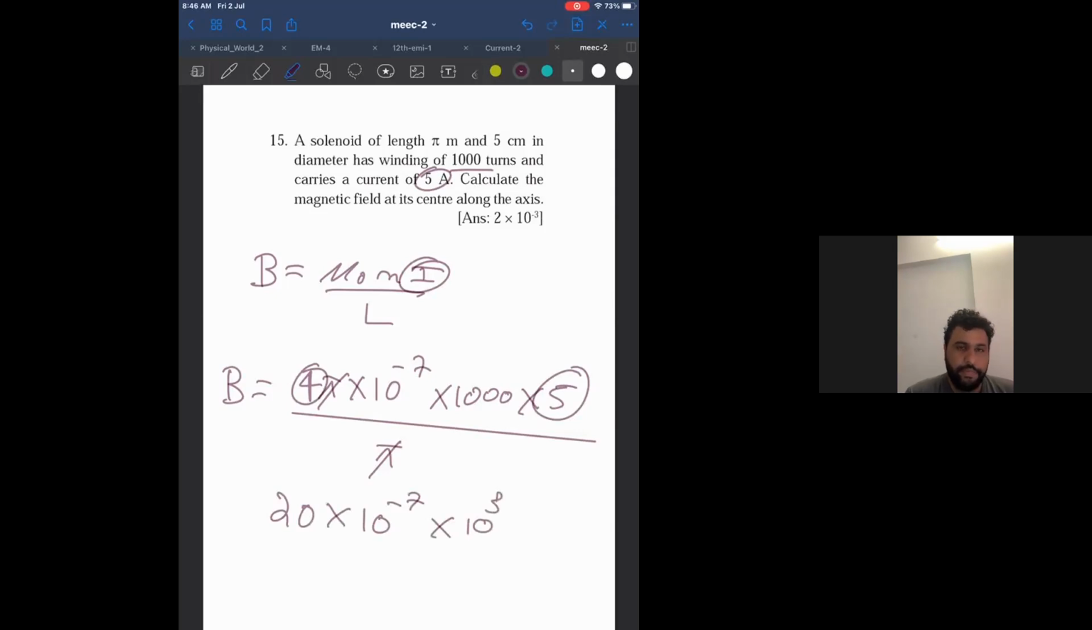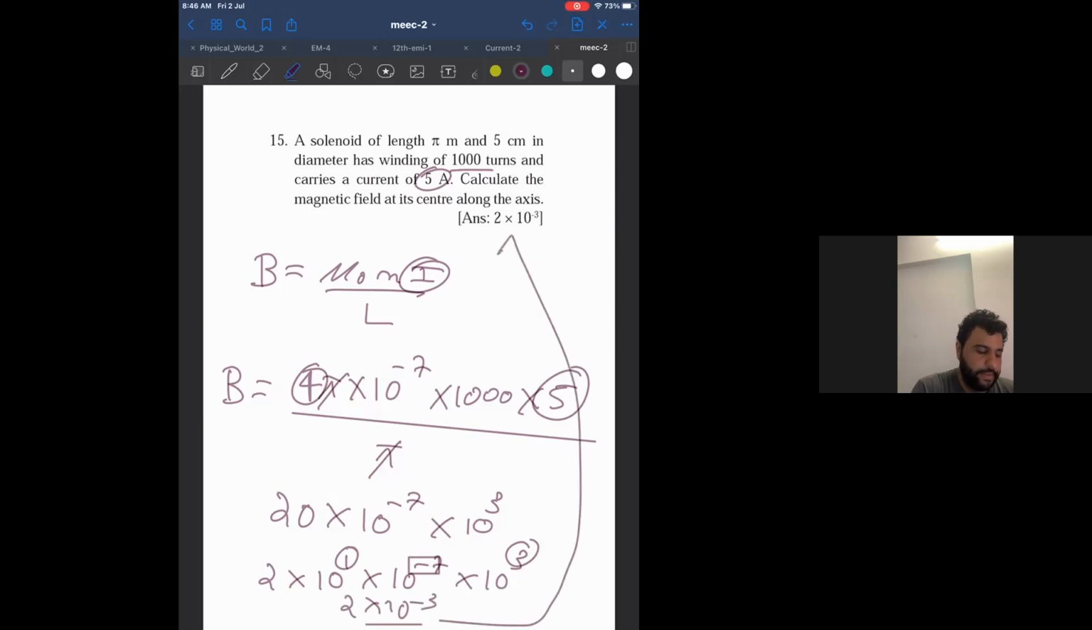Can I write it as 10 power 3? Yes. Now 20 can I write as 2 into 10 power 1, into 10 power minus 7 into 10 power 3. Now 3 plus 1 is 4, 4 minus 7 is minus 3. Therefore, the answer will be 2 into 10 power minus 3. That same answer is over here. Check whether you're getting this. Therefore, can I say this 5 centimeter diameter is just to confuse you? It's a dummy value.